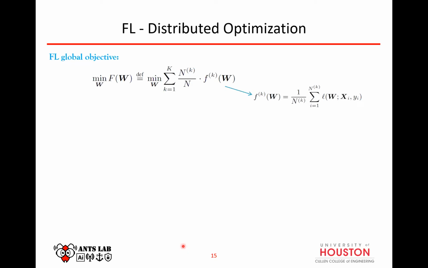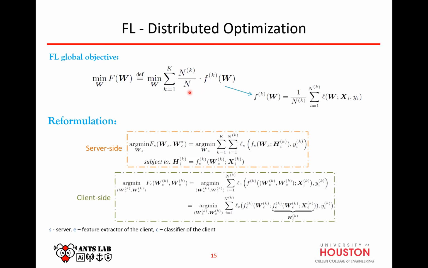Federated learning can be seen as a distributed optimization problem, and we know that the main global objective is to minimize the loss function of every local client, which is a weighted summation of the local updates, where n is the number of updates and the number of data points.